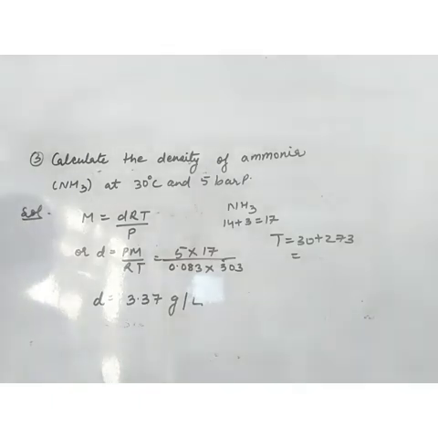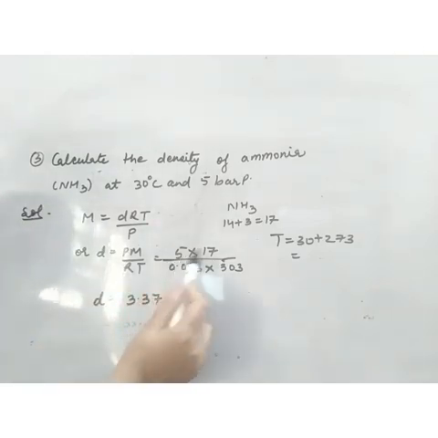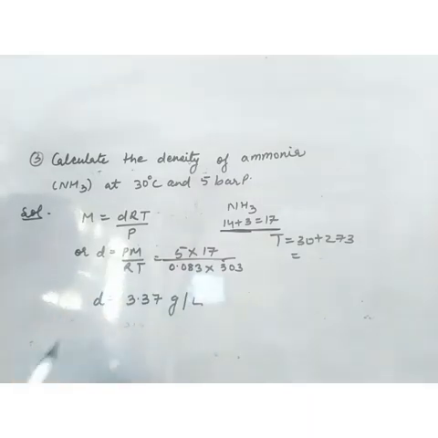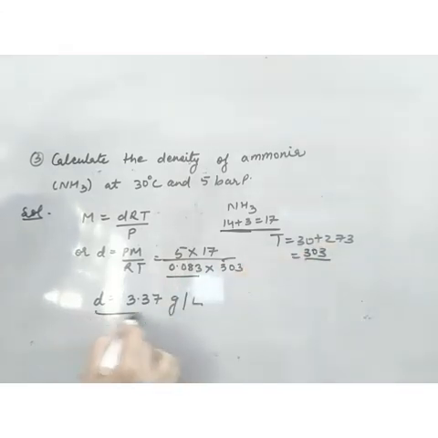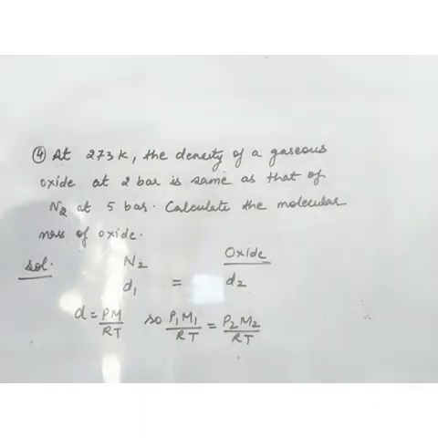Now the next is, calculate the density of ammonia gas at 30 degrees Celsius and 5 bar pressure. Now we know the relation between density and molar mass. And the relation is molar mass is equal to dRT upon P. Now density will be PM upon RT. So what is pressure? It is 5 bar. Now molar mass we can calculate. For ammonia it is 14 plus 3, that is 17. And R is 0.083. Now temperature we will convert to Kelvin, so it is 303. And if I calculate this, the answer will be 3.37. And what will be the unit? Gram per liter.